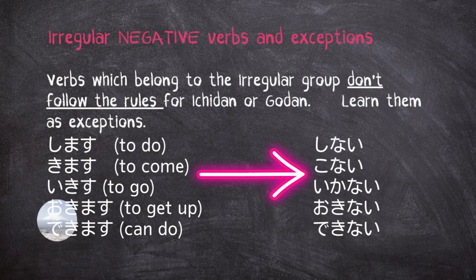Kimasu, to come, is one that changes quite differently. It becomes konai. Ikimasu, one of the irregular verbs, becomes ikanai. Okimasu, it simply takes okinai. And dekimasu, instead of changing the ki, we keep the ki and it becomes dekinai.